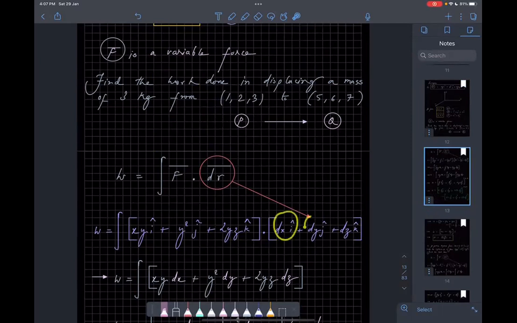dr is dx i cap plus dy j cap plus dz k cap. Can you see that? Now, force I'll write as it is, and I'll write dr as dx i cap, dy j cap, dz k cap. That is the thing you have to remember.